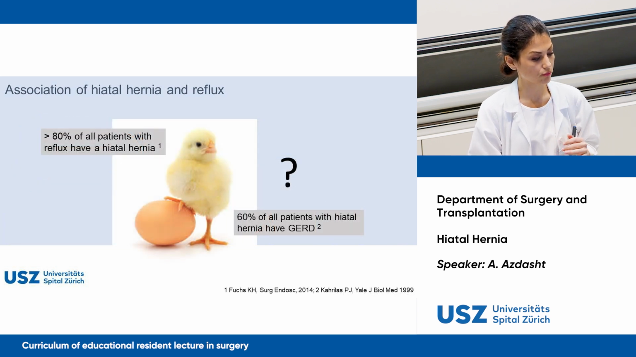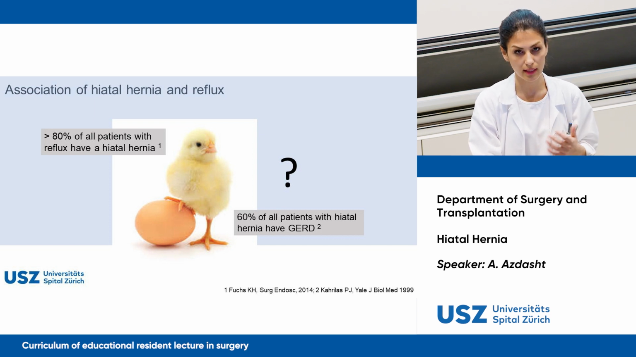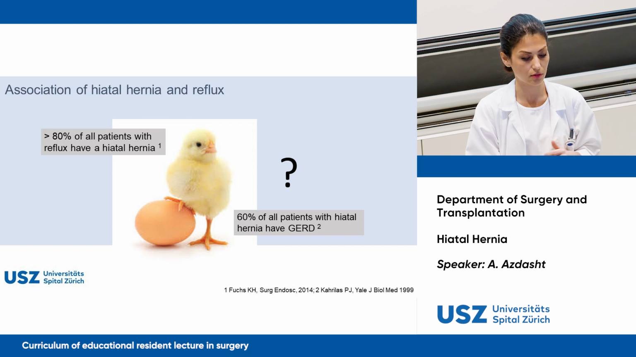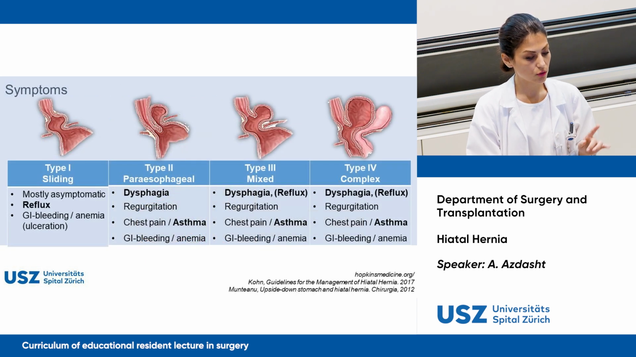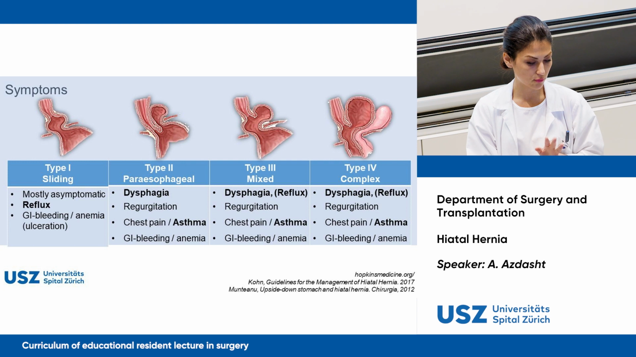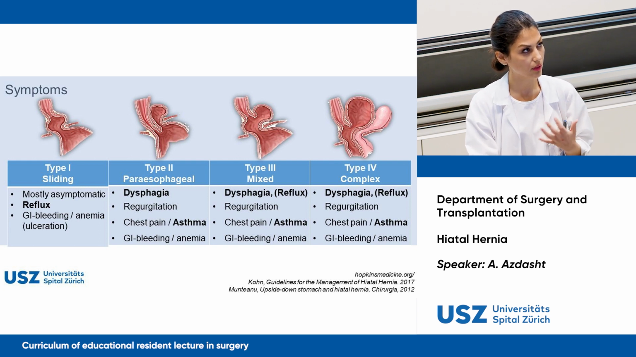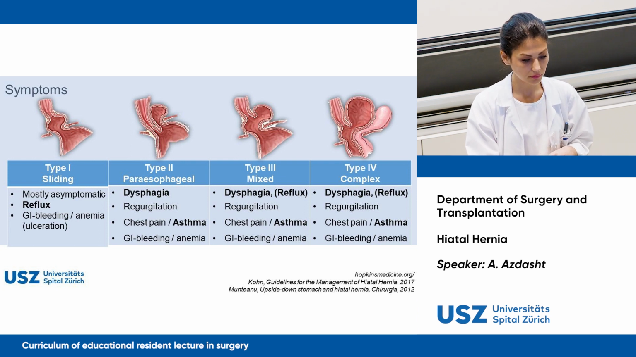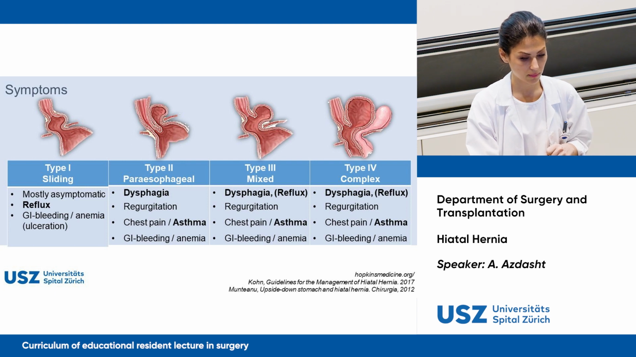80% of all patients with reflux have a hiatal hernia, and vice versa, 60% of all patients with hiatal hernia suffer from a gastroesophageal reflux disease. But which one is first, we don't know. In comparison to type 1, in type 2 to type 4 hiatal hernias, patients actually suffer from obstructive symptoms like dysphagia and regurgitation, and this can even lead to breathing problems such as asthma. In type 3 and type 4, we can also have a reflux symptomatic.